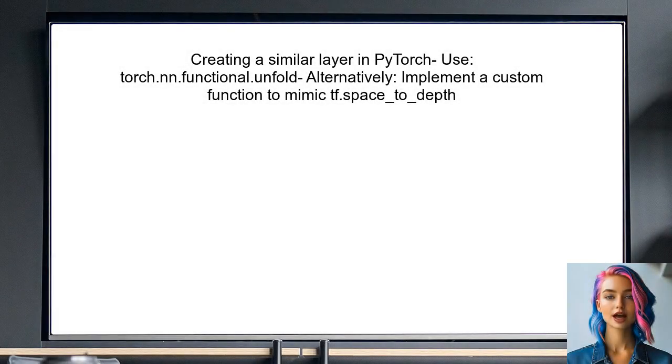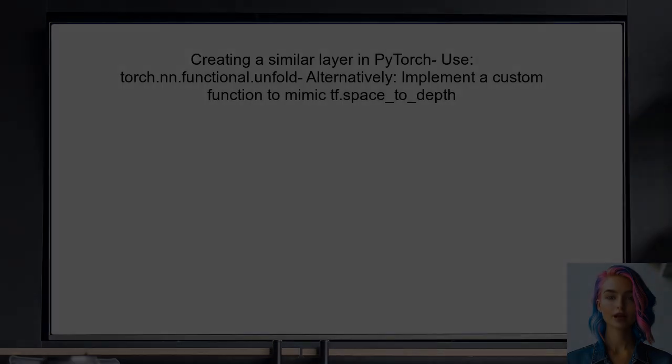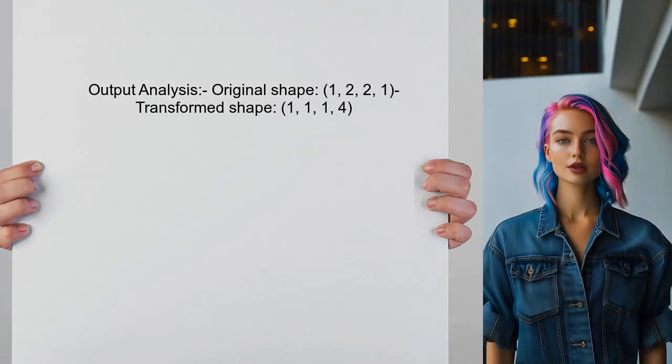Finally, to create a similar layer in PyTorch, the user can use the PyTorch function called torch.nn.functional.unfold or implement a custom function that mimics the behavior of tf.space_to_depth. This will allow them to achieve the same effect in their PyTorch model. After running the code, you should see that the original tensor shape is (1, 2, 2, 1). And after applying tf.space_to_depth, the shape changes to (1, 1, 1, 4). This shows how the spatial dimensions are combined into the depth dimension.